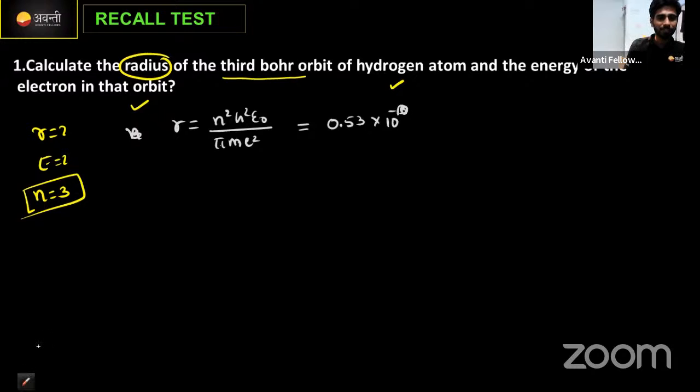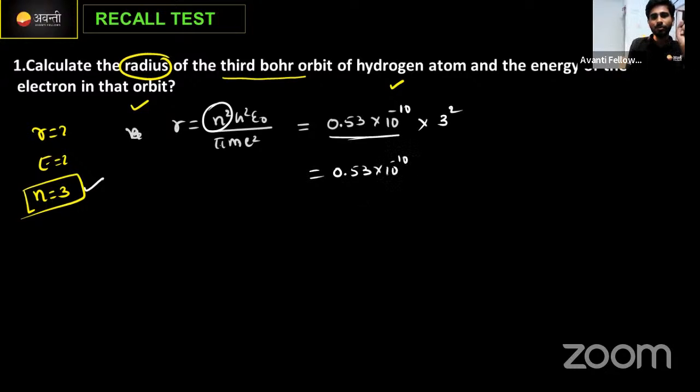10 to the power of -10. Correct? This whole thing is a constant. Here the varying thing is n. They have given a value of n. For the third orbit we have to find the value of radius. Then 3 square, because n square, correct? It is nothing but 0.53 into 10 to the power of -10 into 9. Correct?